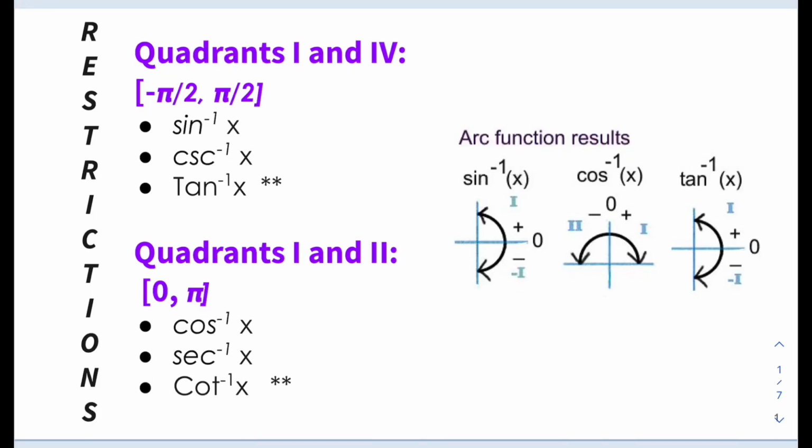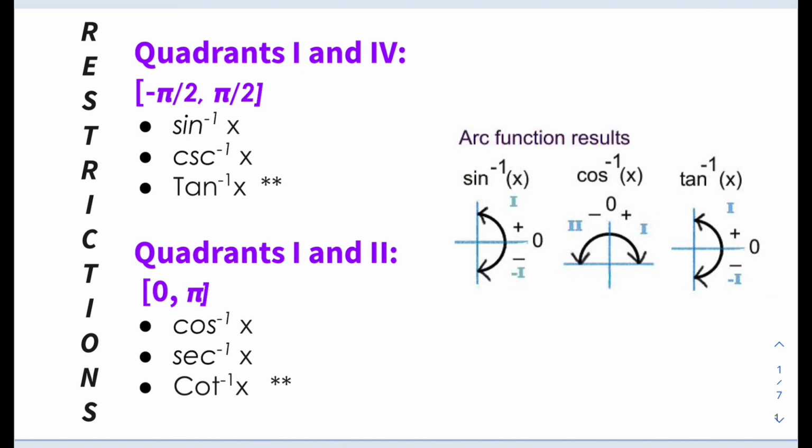In this video, we will be going over examples for evaluating inverse trig functions. So the first thing we need to know is the restrictions on all of the trig functions. We can see that sine, cosecant, and tangent go from negative pi over 2 to pi over 2. That puts them in quadrant 1 and 4. And cosine, secant, and cotangent go in quadrants 1 and 2, putting them between 0 and pi.